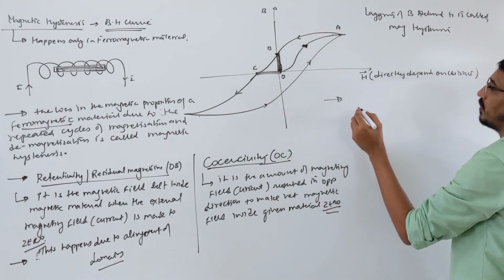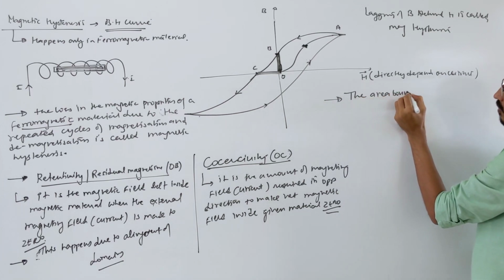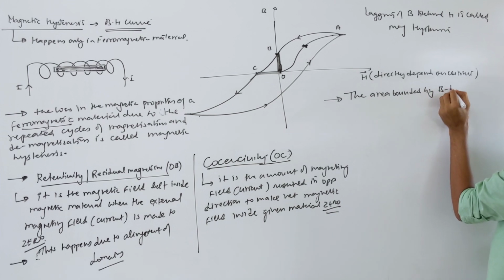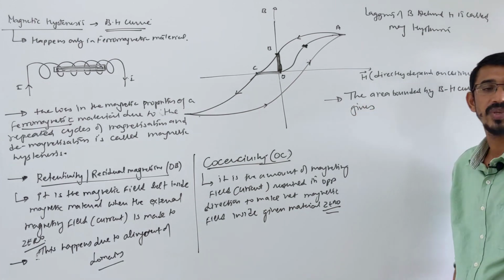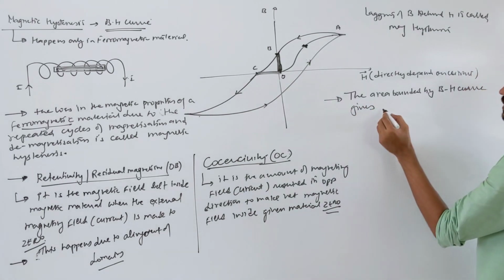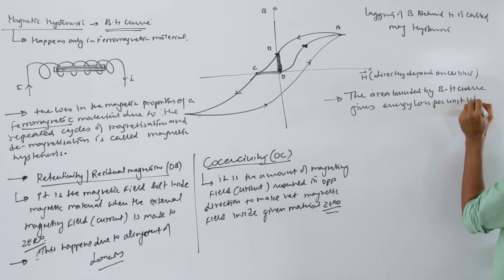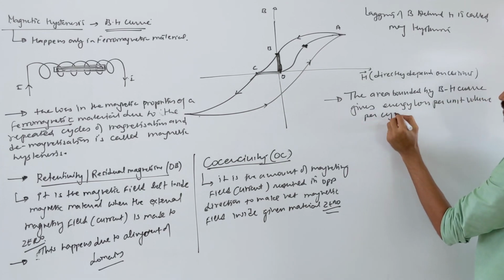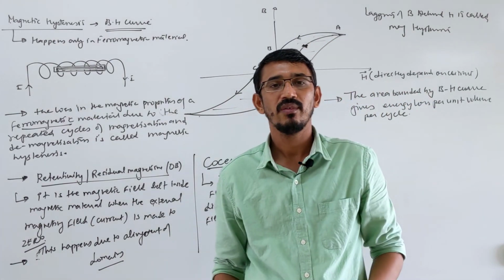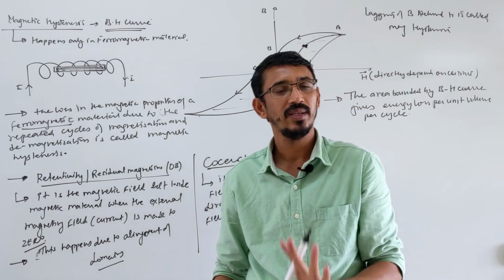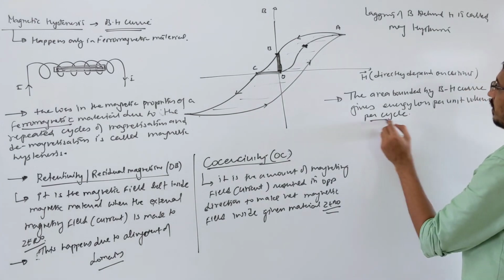Now, a very important point. The area bounded by the BH curve gives the energy loss per unit volume for every cycle. The area of this complete closed loop gives how much energy will be lost when you once magnetize and demagnetize the magnetic material. It gives energy loss per unit volume per cycle. This is very important, you have to remember this.